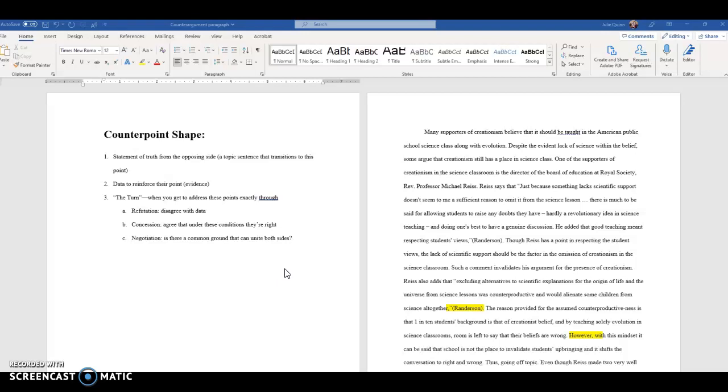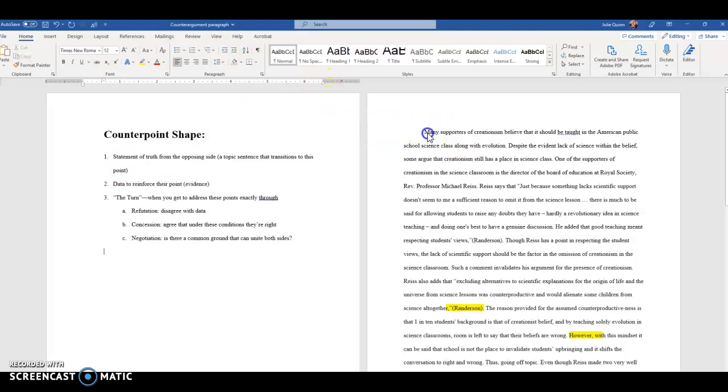Okay, so the shape of a counterpoint paragraph is this. There's 3 parts to it. It doesn't mean there's 3 sentences, but there are 3 sections. The first section is just 1 sentence. It's a topic sentence, and it's a statement of truth from the opposing side. We don't start off attacking. We start off informing, right? So in my English 111 classes, my students start off with an informative paper where we don't take a position. We just explain. That's what we're doing here in this first statement.